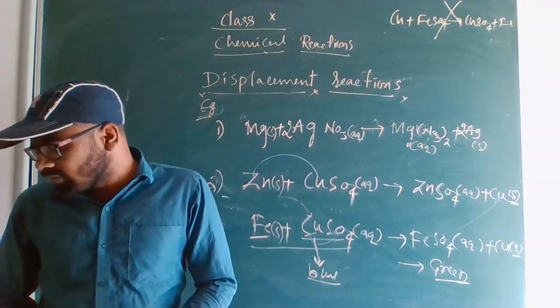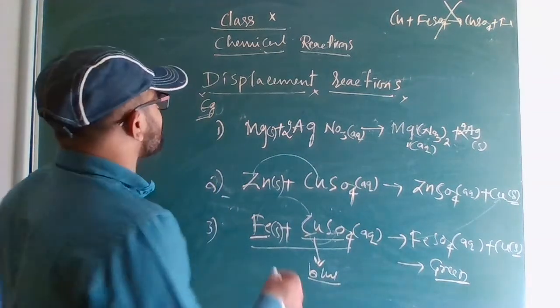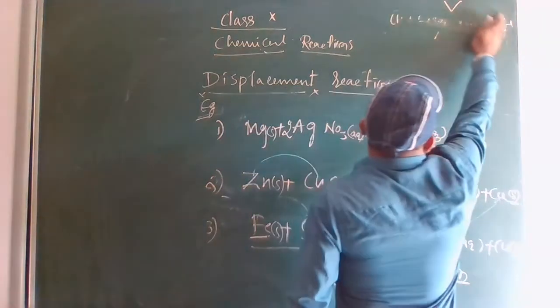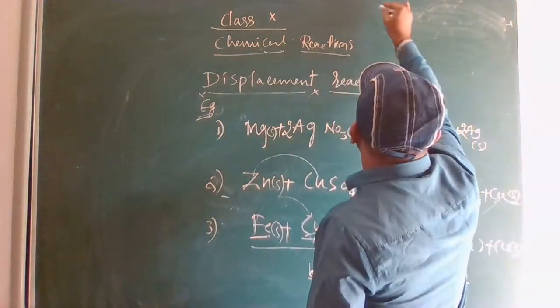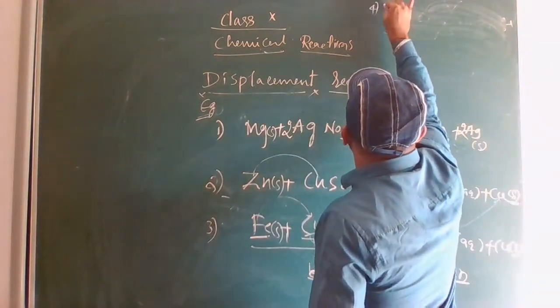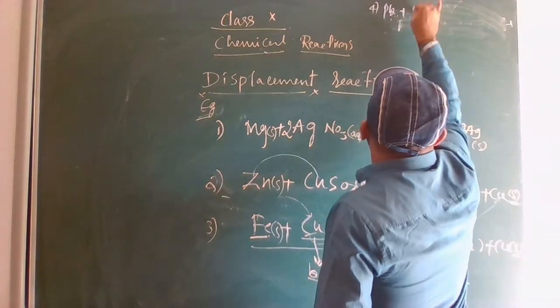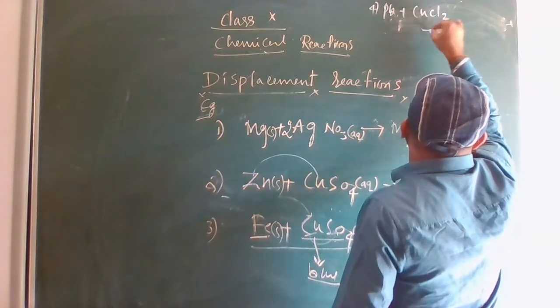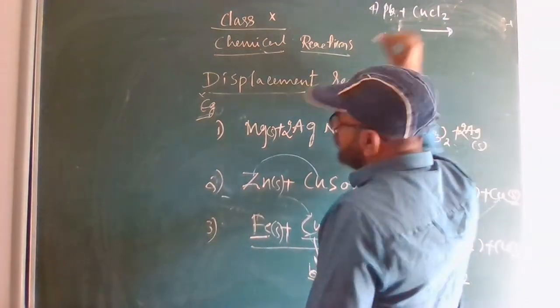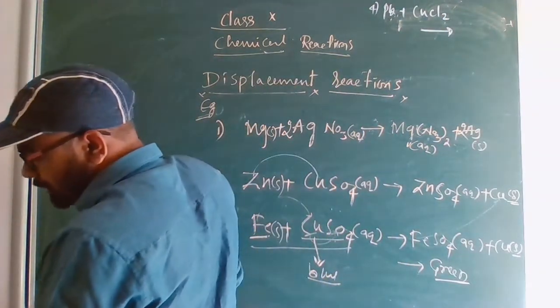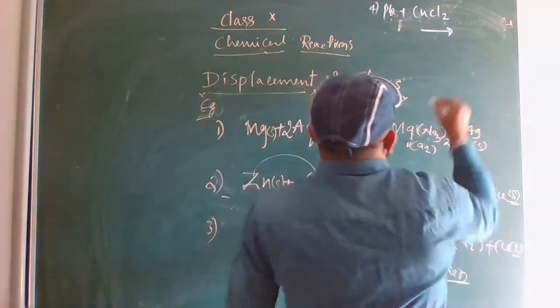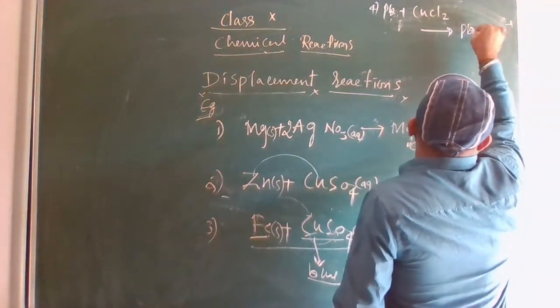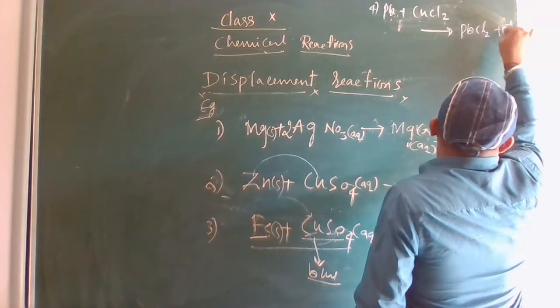So we will see another one, Pb plus CuCl2. That one I am going to write here, because if I write all in a single frame, it will be easy to understand. Pb plus CuCl2 will give me PbCl2 plus Cu. Here also copper is displaced, so everywhere copper is getting displaced.